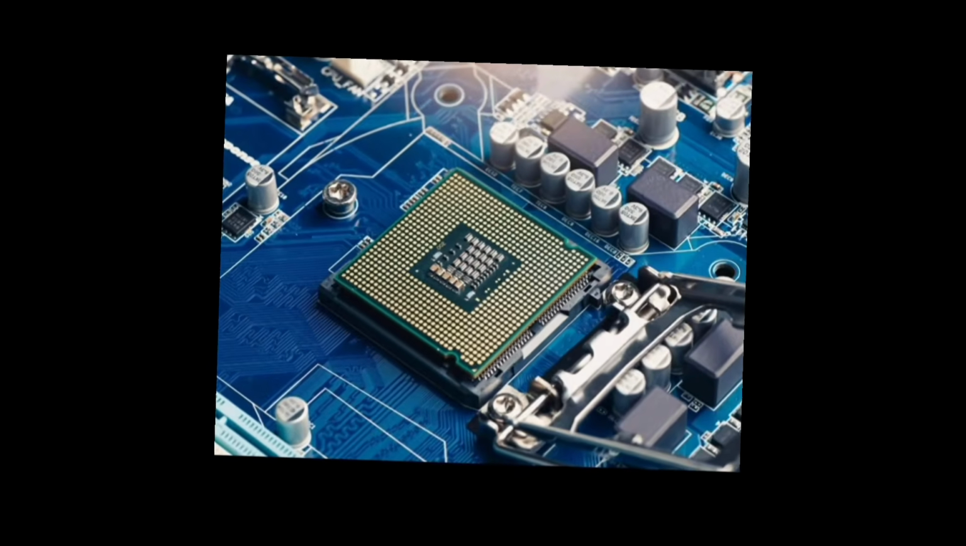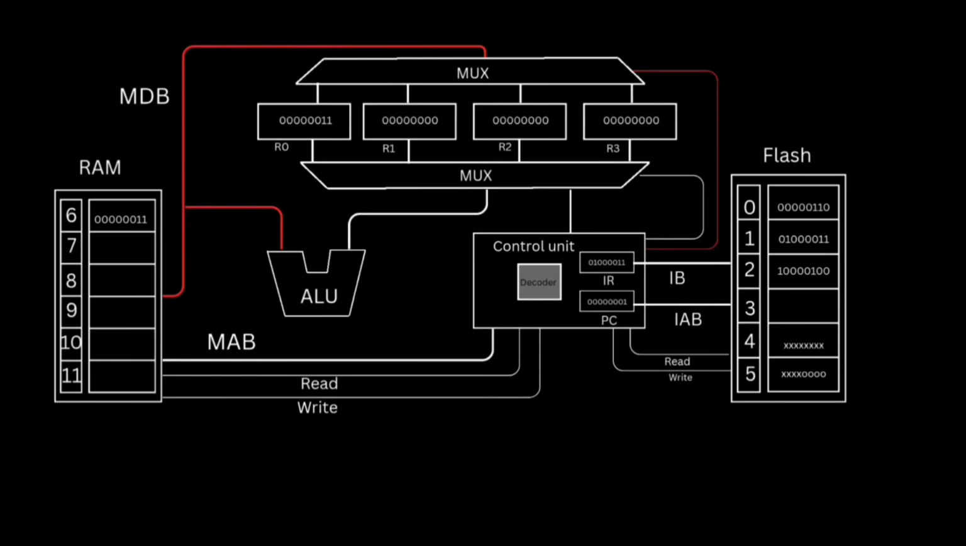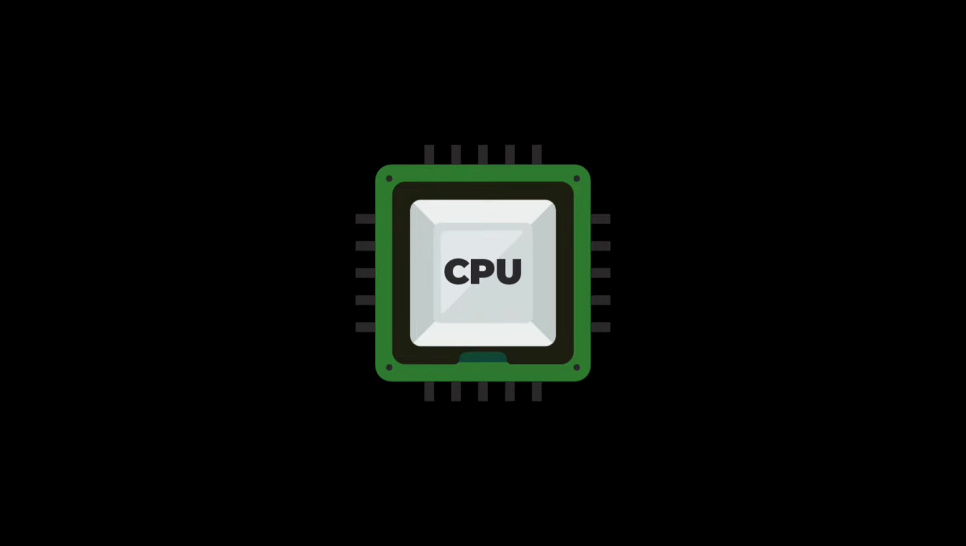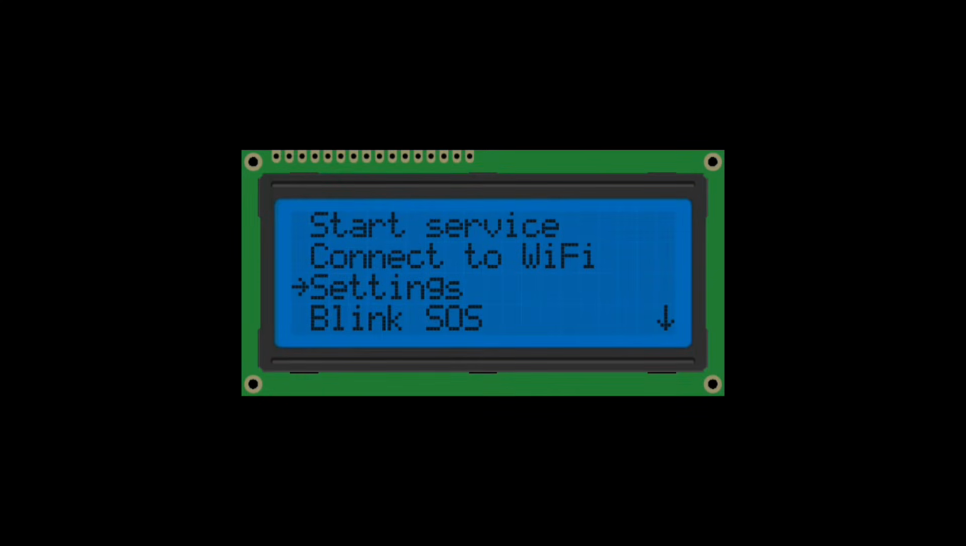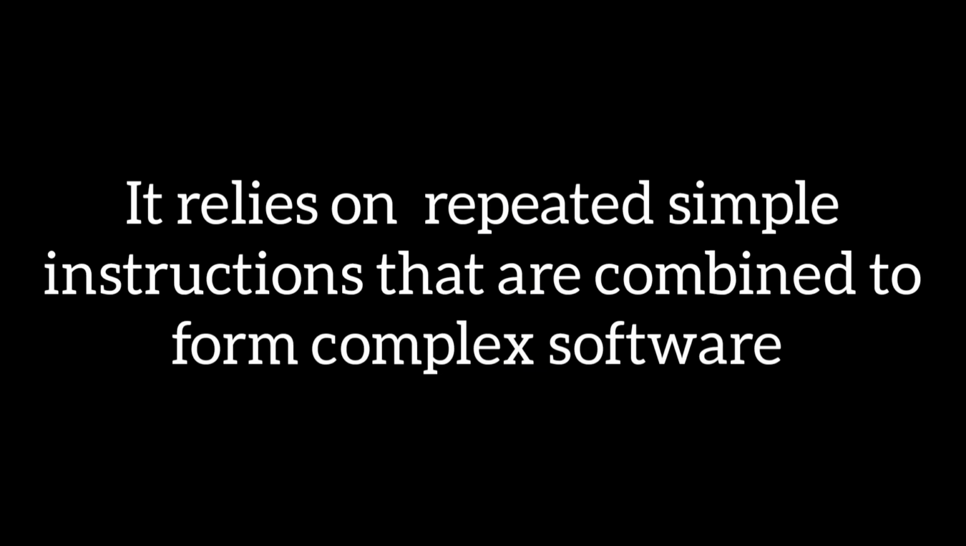Today, we'll be diving into the world of the CPU, the heart of every computer. We're going to see how it truly functions at the bare metal level. Before we begin, let's establish a fact. The CPU doesn't perform tasks explicitly as it may seem from the outside. Instead, it relies on repeated simple instructions that are combined to build more complex software.